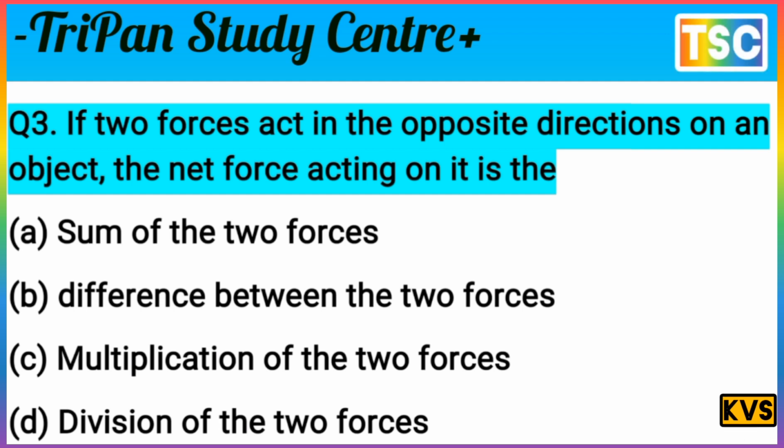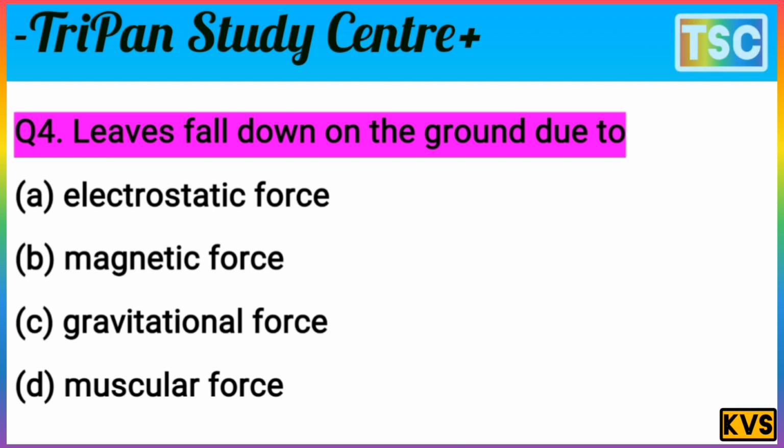The question is clear: if two forces act in opposite directions on an object, the net force acting on it is the difference between the two forces. Option B is correct: difference between the two forces. That is the right answer. Let's see the next question on your screen.